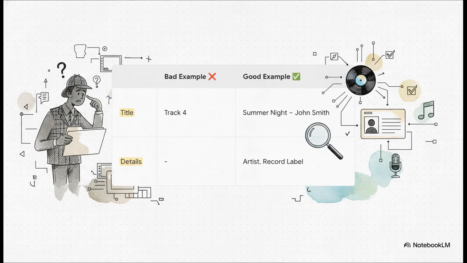And just as important, you guys, is your metadata. This is basically the ID tag for your content. Submitting a file named track 4 with no other info is like sending a detective out to find a suspect with no description. It's useless. The system needs the title, the artist, the label, all the details that make your work identifiable. Clean data leads to clean matches.